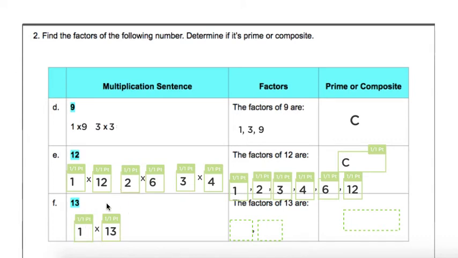This is the only factor pair for the number 13. Our factors are 1 and 13. Remember, they go from least to greatest. 1 and 13. We only found 2 factors. I wonder, can you figure out without using the anchor chart? Is the number 13 prime or composite? We only have 2 factors. What is it? If you said prime, you are absolutely correct. Good job. We're going to put a capital P for prime.